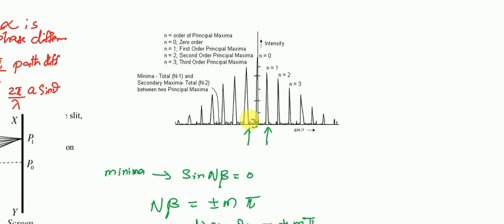You can see here secondary maxima and minima. So this type of diffraction pattern forms. The diffraction pattern consists of principal maxima, minima and secondary maxima. These are principal maxima: zero order, first order, second order, like that. And at the bottom you can see secondary maxima and minima.